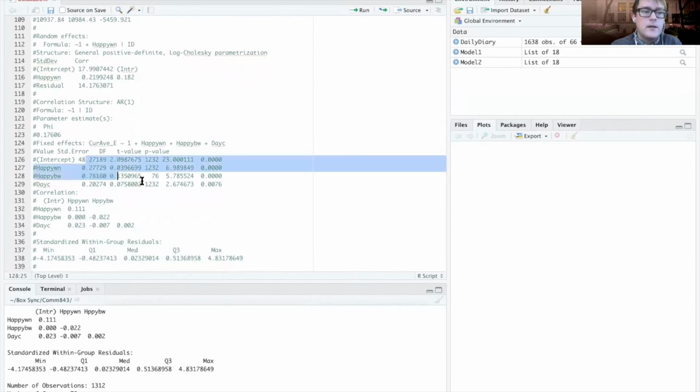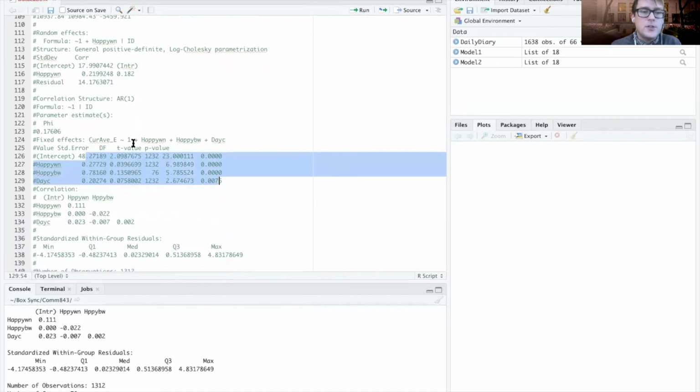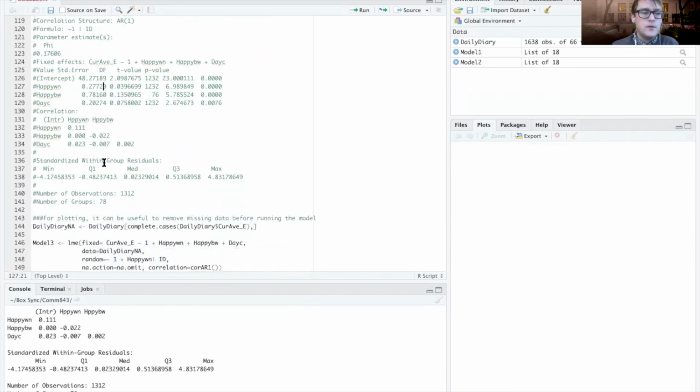And here again are the fixed effects. You can check to see if it changed much. Probably didn't change a whole lot, including the random effects, but it does open the door for thinking about between person differences in the effect of happiness on curiosity that we can go into in a moment.